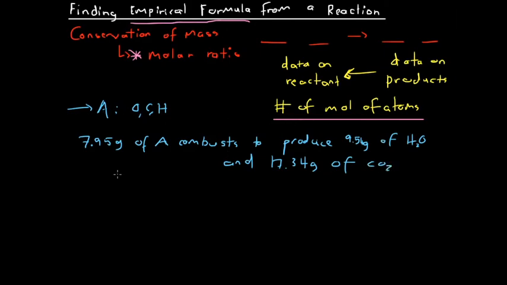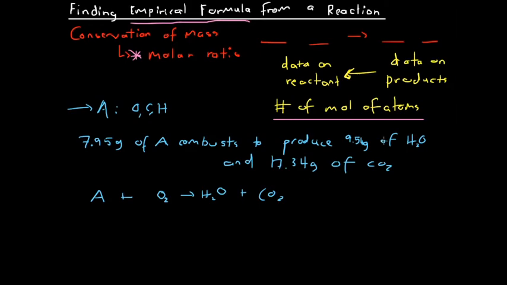So we know that in a combustion reaction, we've got this compound A reacting with oxygen to produce water and carbon dioxide. Now if we look here, we've got this data about the products, and we know that all the hydrogen in this water must have come from reactant A because there's no hydrogen over here. Similarly, all the carbon in the carbon dioxide must have also come from reactant A. So our first step is to figure out the mole of hydrogen and the mole of carbon that we end up with in our products.